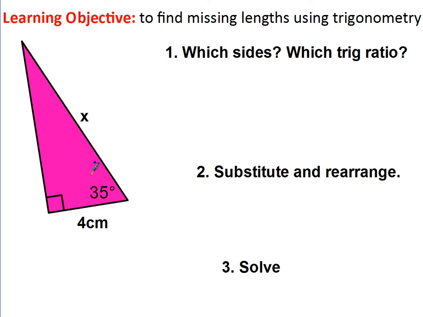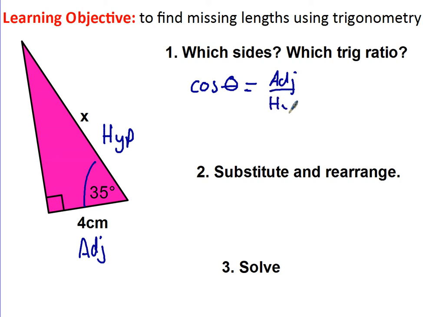Okay, so we have an angle of 35 degrees. This side here, which is marked with the letter x, is the hypotenuse, and this side here, 4 centimeters, that's the adjacent side in relation to the angle of 35. So which trigonometric ratio involves hypotenuse and adjacent? Well, it's the cosine ratio, you'll probably remember, which is adjacent over hypotenuse. That's step one done. Identify the sides, identify the ratio.